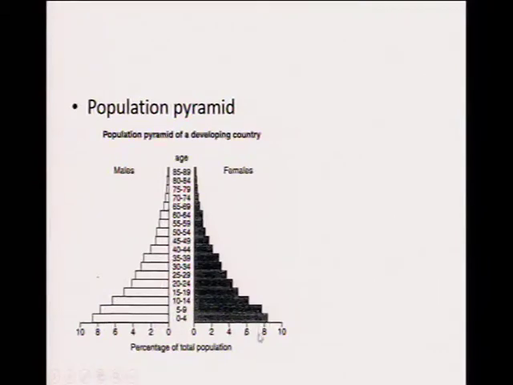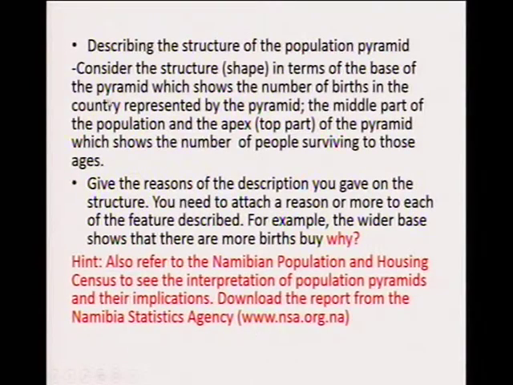grants from the government. So this is what I've said, that we consider the structure in terms of the base. We show the number of births, the middle part, and the apex. So refer to the structure. That's what we want to see. Do not make inferences already at that time.